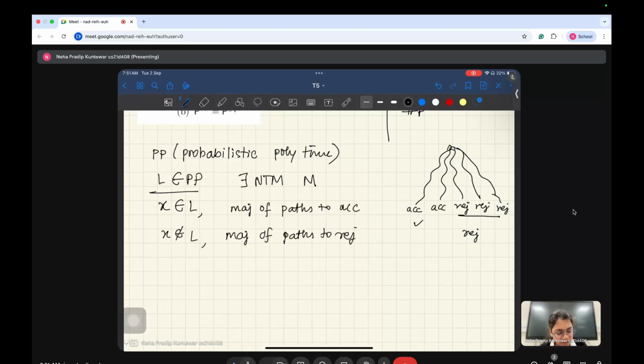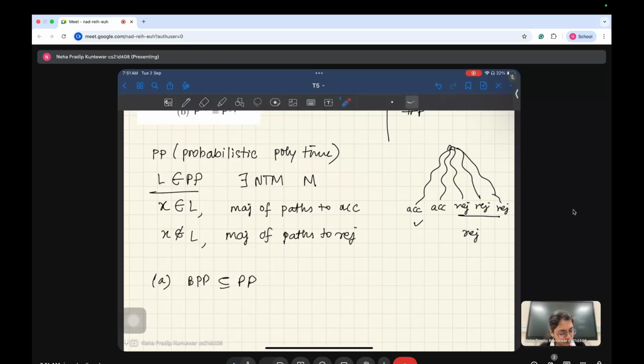Just to repeat, when do you say that a language L is in PP? If there is a non-deterministic Turing machine that runs in polynomial time, and if X is in the language, the majority of the paths in its computational tree accept. If X is not in the language, then the majority of paths in the tree reject. So the first question is to show that BPP is contained in PP. This is really simple.